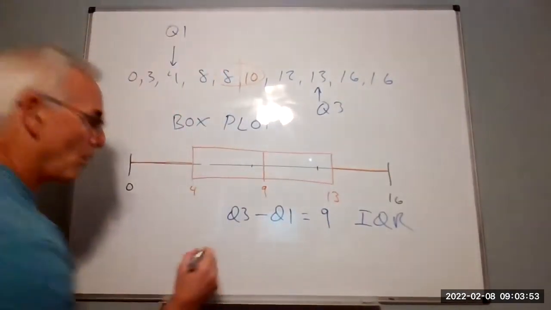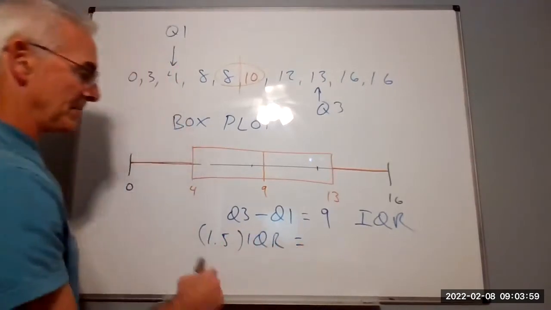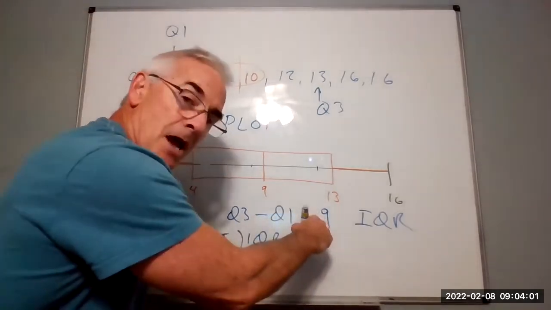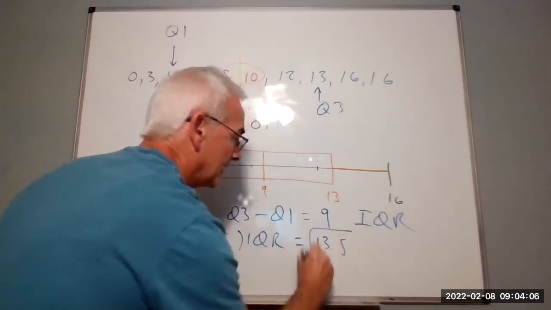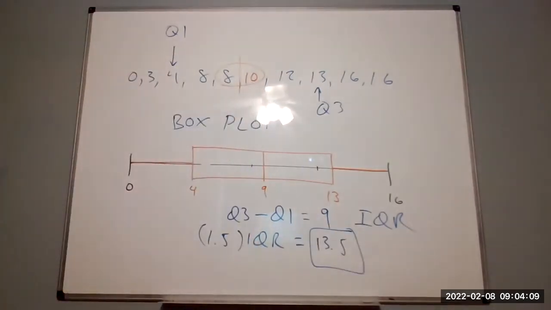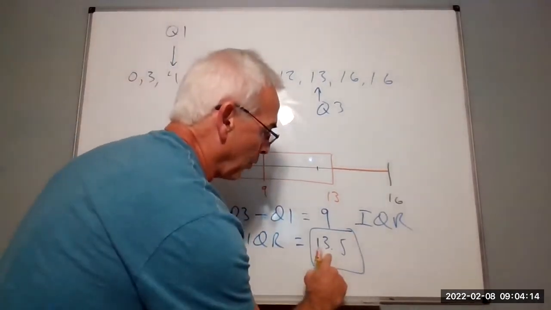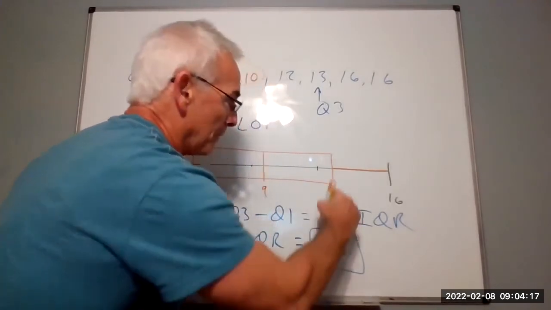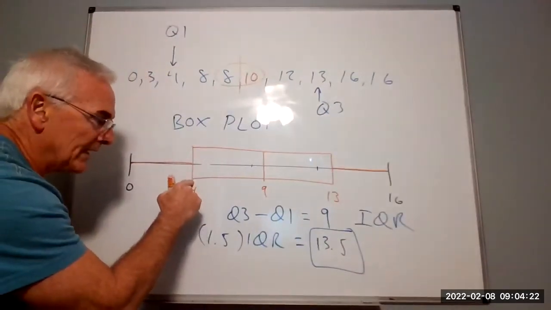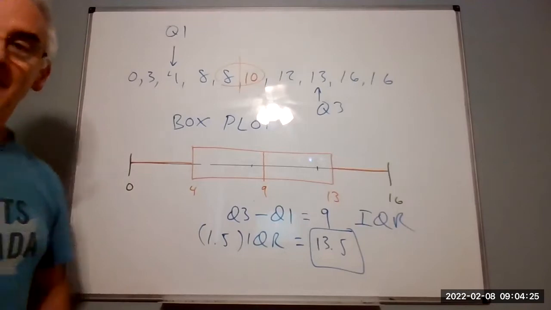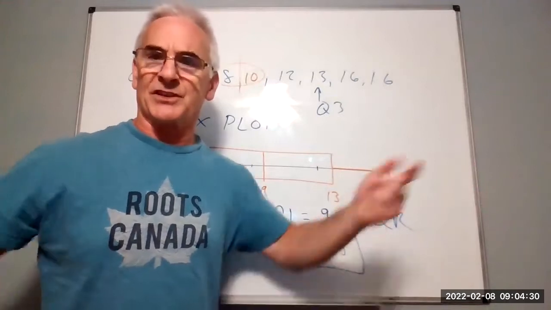So if I take 1.5 times the IQR, in this case, that means I'm taking 1.5 times 9. 1.5 times 9 is 13.5. This is the magic number here. Any value that is 13.5 or more above this number, or 13.5 or more below this number, mathematically we interpret as an outlier. An extreme value.